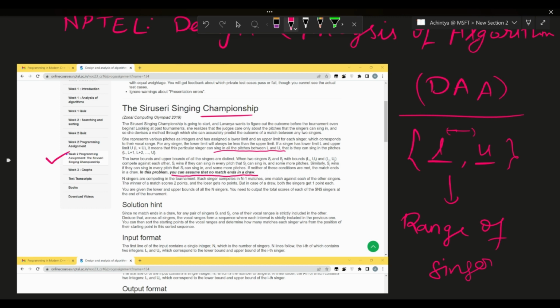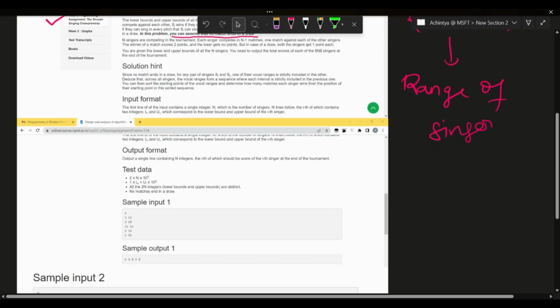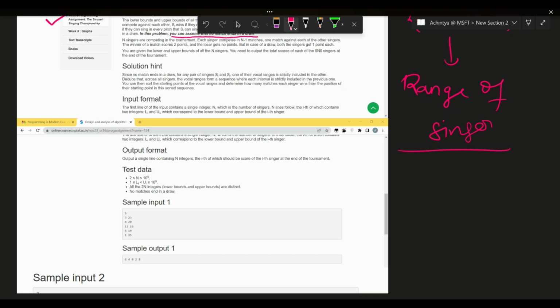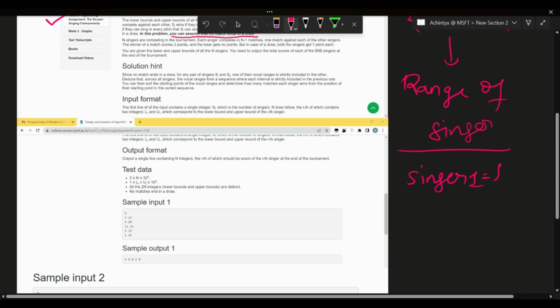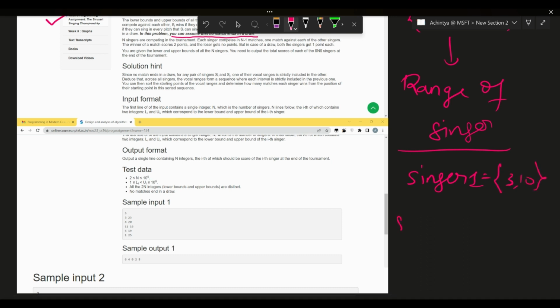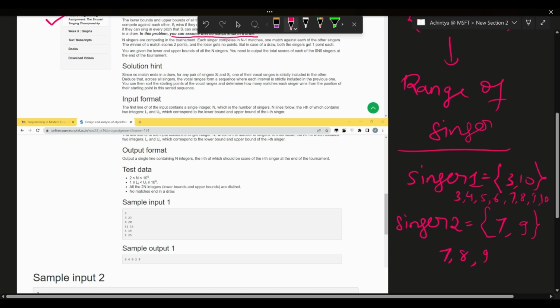Fine. I will explain the question once, then it will become easier for you to understand. Suppose there is a singer 1 who has the pitch between 3 to 10. There is a singer 2, just imagine, this is an imagined case, who has 7 to 9. Now singer 2 can sing in the range of 7 to 9, that is 7, 8 and 9, while singer 1 can sing in the range of 3 to 10, that is 3, 4, 5, 6, 7, 8, 9 and 10, including.